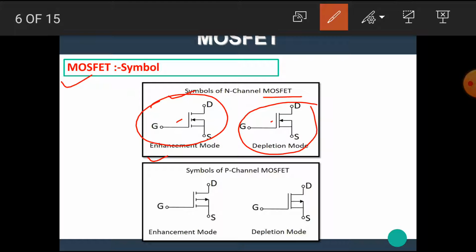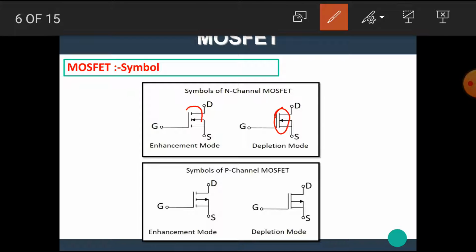The basic difference between enhancement and depletion type MOSFET is that here the continuous line is present. This continuous line shows there is a physical construction of the channel, while in enhancement MOSFET the continuous channel is not shown, a dotted line is shown. That means there is no physical channel present between source and drain in enhancement type MOSFET. Similarly, we can see here the symbol of P channel MOSFET. The symbols are similar to each other except the arrow direction.